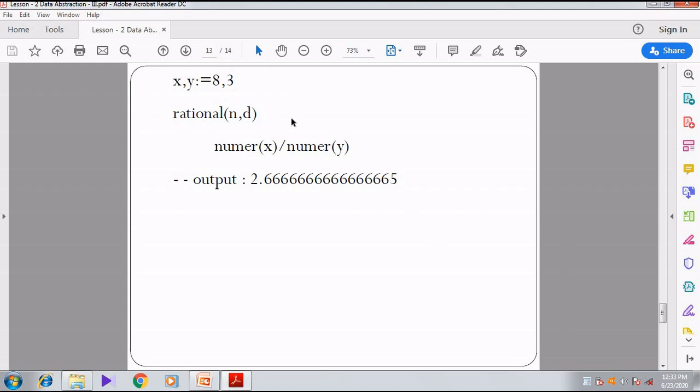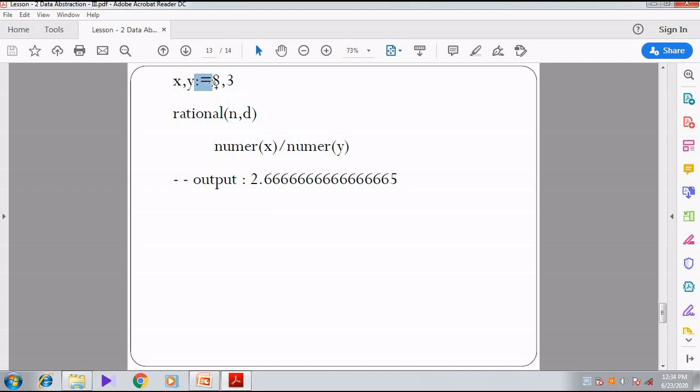So here x, y becomes, here you see colon equal to. What is meant by colon equal to? This symbol represents assigned as, or it is called becomes. So x, y is assigned as 8, 3. Now what is the value of x? The x value is 8. What is the value of y? The y value is 3. So x, y is assigned as 8, 3.